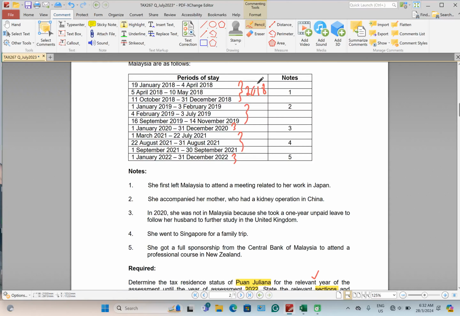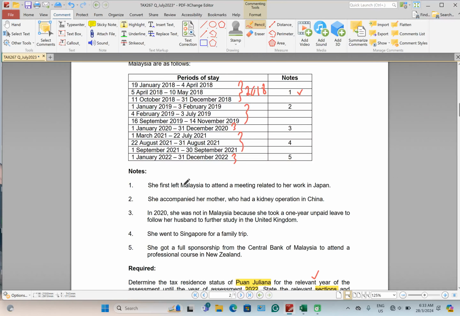Okay, first, let's settle our notes. Let's identify whether the notes here are TA or not TA. Because if TA, you need to record it in your answer. If not TA, no need to record it in your answer. Simple. Okay, let's take a look at number 1, guys.